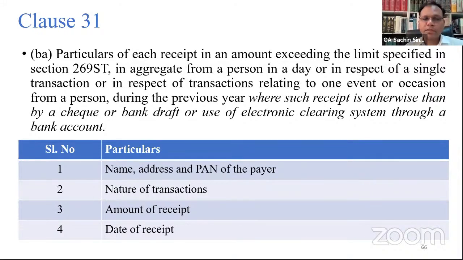Now the question arises whether this transaction is to be reported under 269SS or 269T. Any answer on this? 269SS or 269T? Whether this transaction is to be reported under 269SS or 269ST. Or both? No answer? Okay.